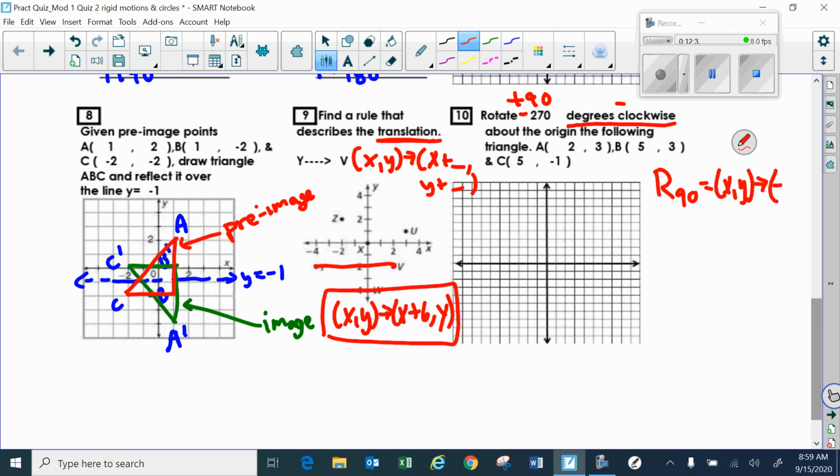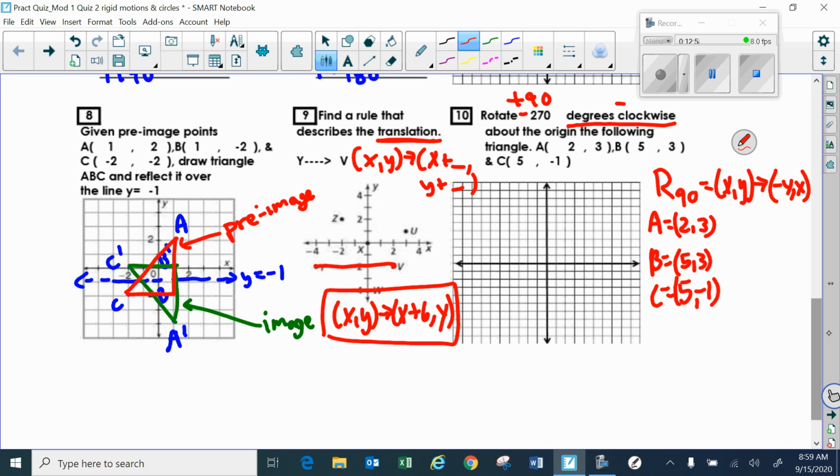So the rule for rotation of 90 degrees is (x, y) becomes (-y, x). You should have this memorized by now, not just have it memorized for a quiz. So I'm just going to go ahead and write down the original point. A is (2, 3). B is (5, 3). And C is (5, -1).